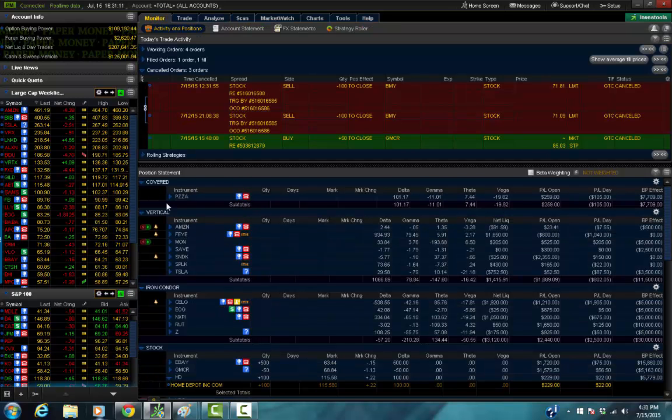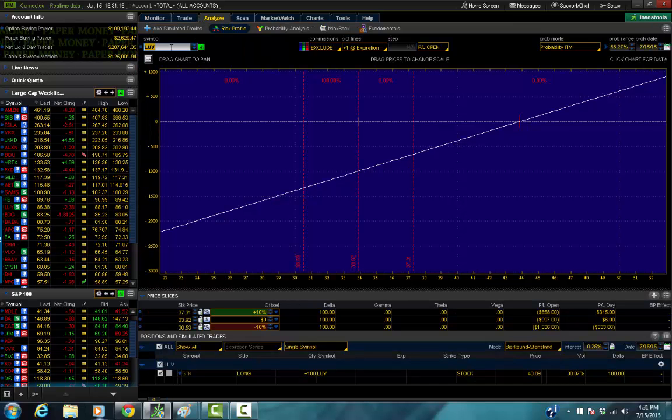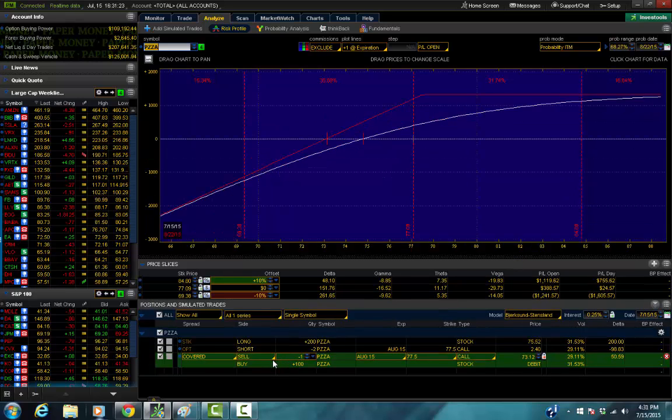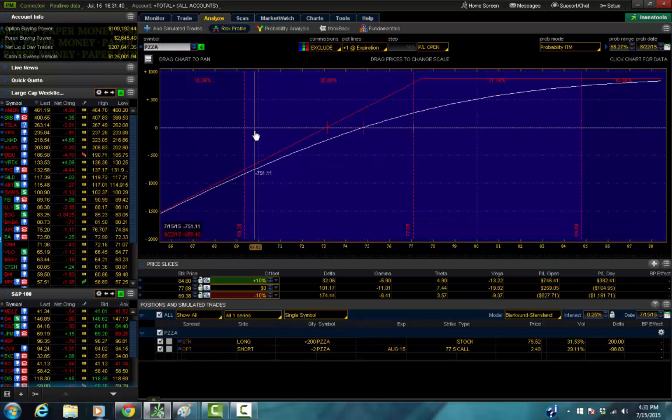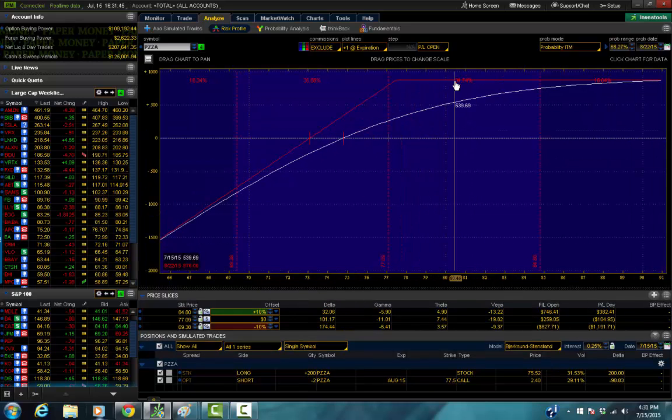Things like covered calls. I have a covered call on PZZA. Okay, I can look at the risk graph PZZA and load it up. Now you'll notice down here it shows a theoretical position as well as the position I've traded. If I don't want it to measure both, I either have to delete that or uncheck the theoretical position. Anything that's checked down here in the positions and simulated trades feature is going to be loaded up on the risk graph. So I'm going to delete that one, make sure I'm only measuring what I'm actually in, and it will show me where my maximum profit is up here at the top.